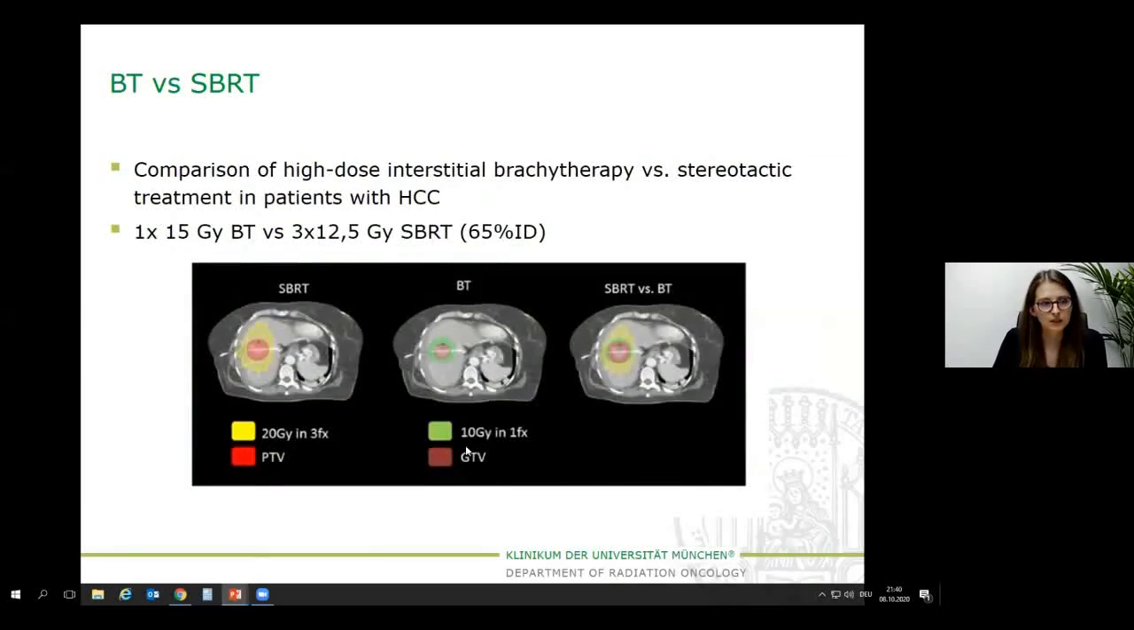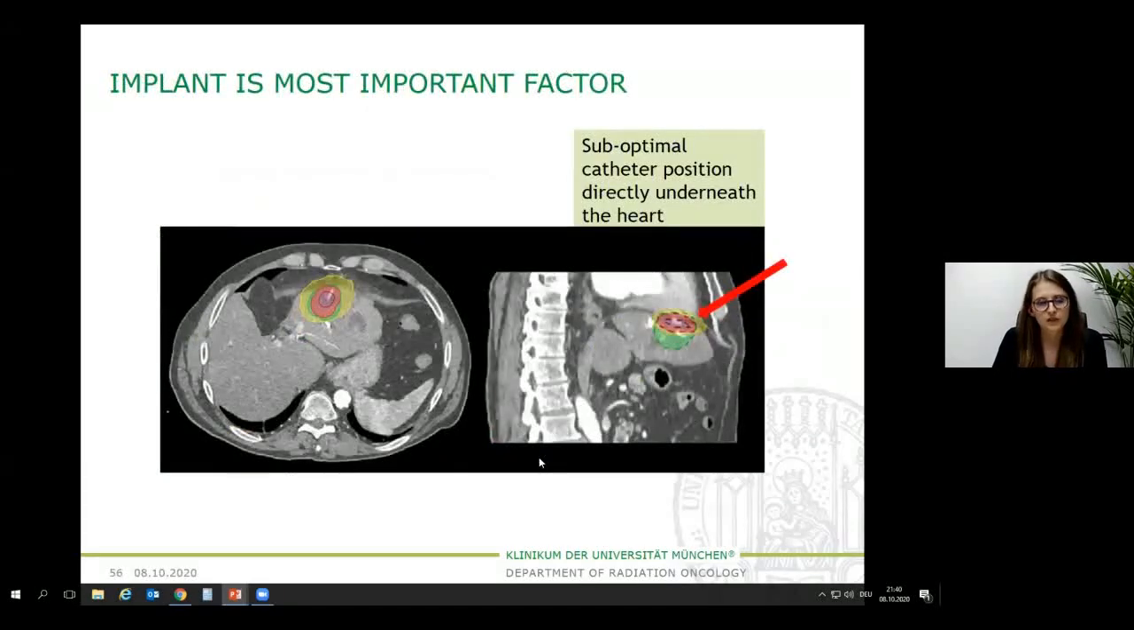We did a similar study in our institution. I just want to share this with you. Basically, the most important factor is always your implant. I have this example for you.